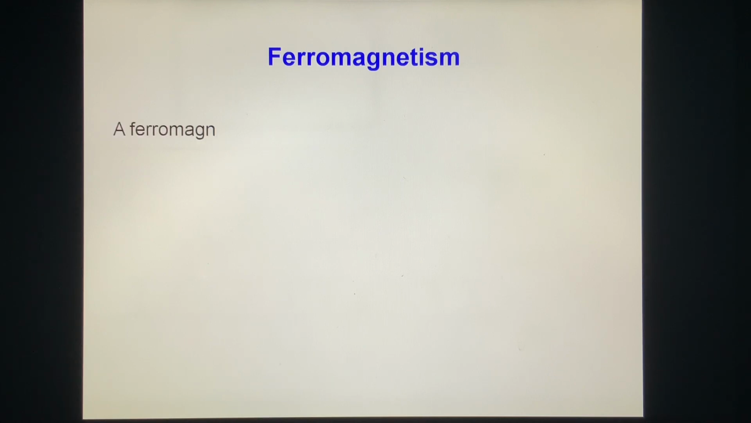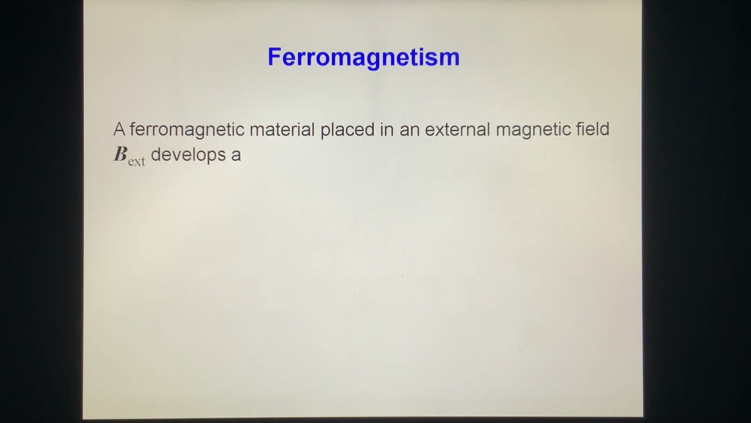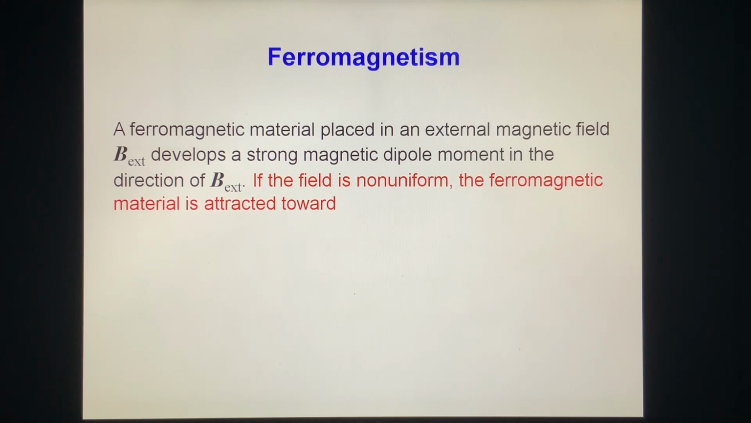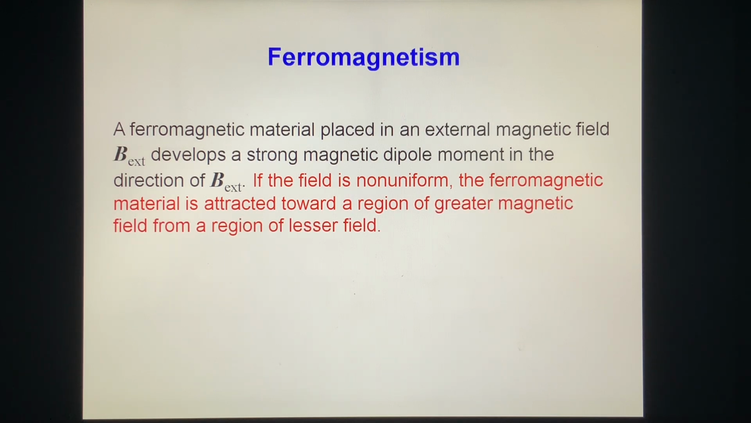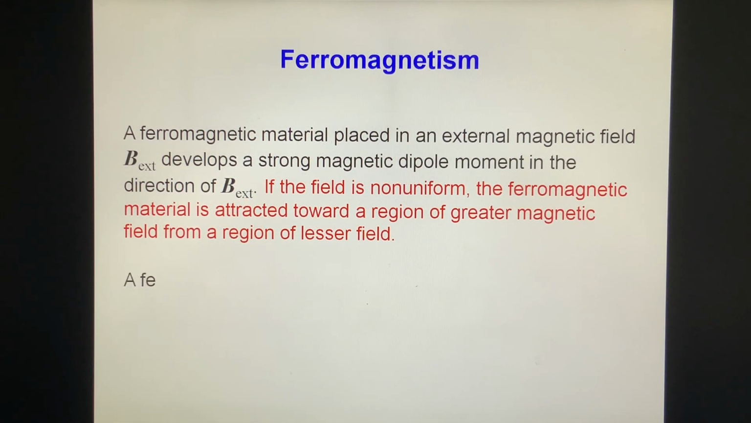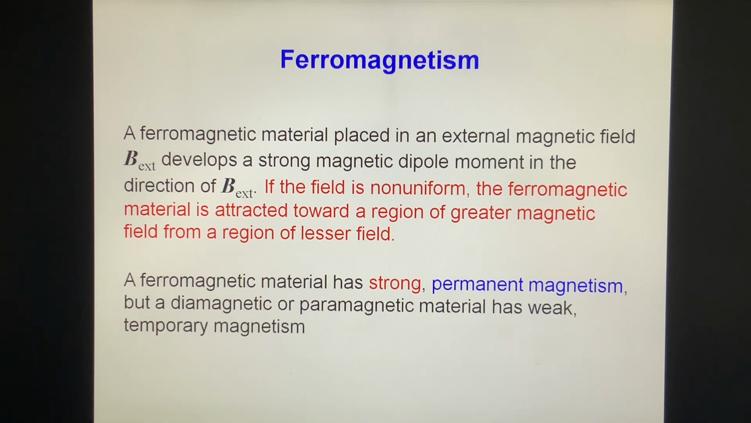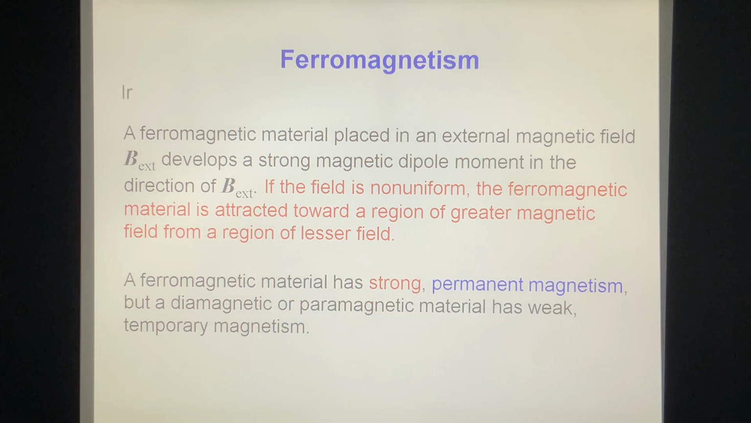Ferromagnetism. A ferromagnetic material placed in an external magnetic field B external develops a strong magnetic dipole moment in the direction of B external. If the field is non-uniform, the ferromagnetic material is attracted towards a region of greater magnetic field from a region of lesser field. A ferromagnetic material has a strong permanent magnetism, but a diamagnetic or paramagnetic material has weak temporary magnetism.